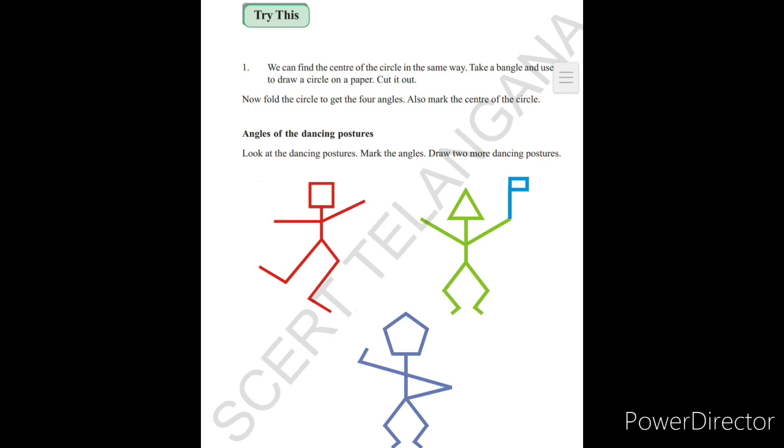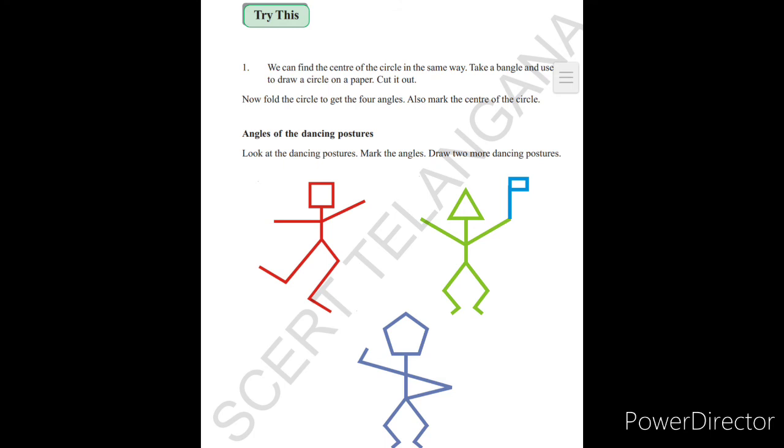Okay. Next page 64. Try this. We can find the center of the circle in the same way. Take a bangle and use it to draw a circle on a paper. Cut it out. Now fold the circle to get the 4 angles. Also mark the center of the circle. So already we have done it for the square. Similarly you try for the circle also. Okay, in a similar manner you fold it and mark all the 4 angles and also mark the center point.